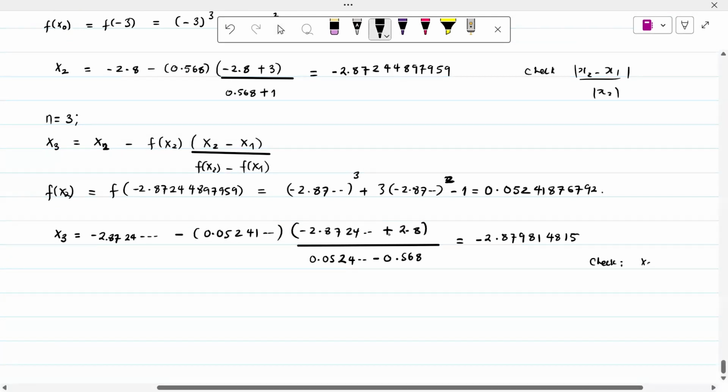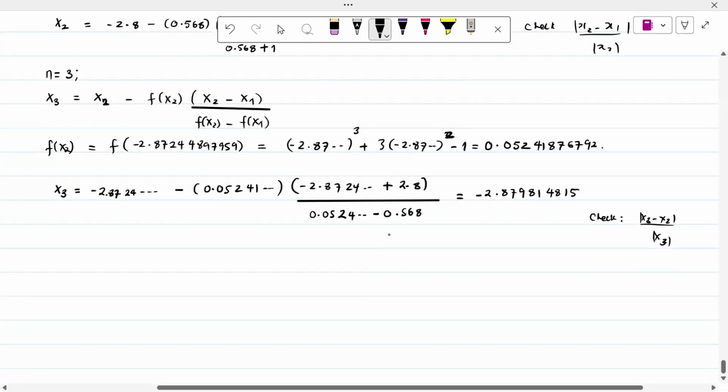Okay, so x3 minus x2 divided by x3. Let's see what you get. Is it less than 10 to the power negative 4? If it's not, please continue. Find more iterations as well. Go ahead and find x4. So x4, we got what?